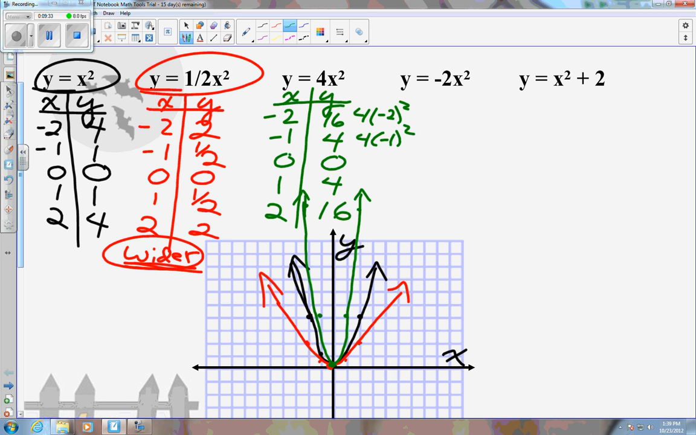So when it's asked you to compare, you will write narrower. Okay? That's how you're going to compare it. Next one. Wait, so if you multiply by less than 1, it's wider? Right. Less than 1, wider.